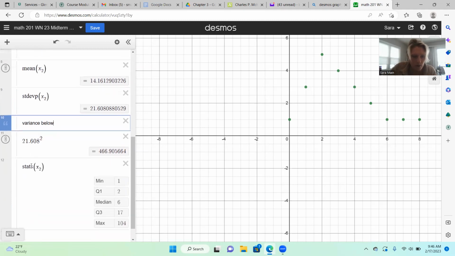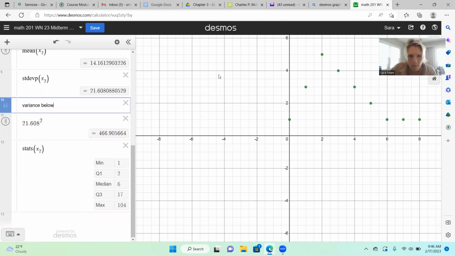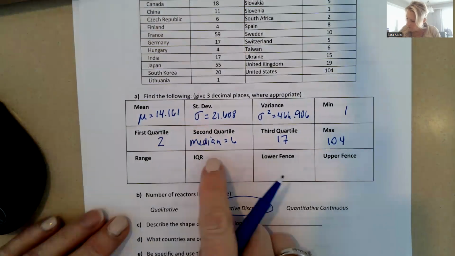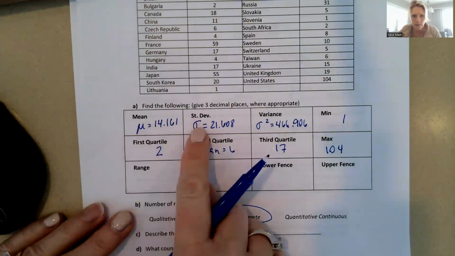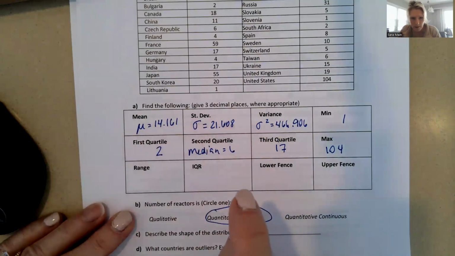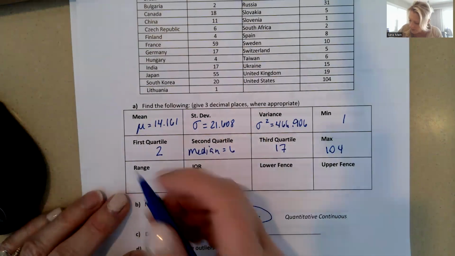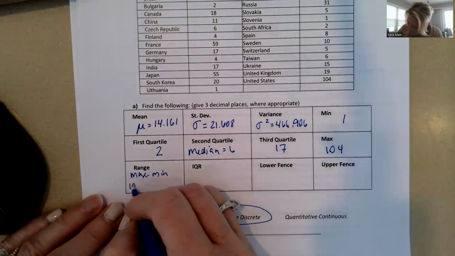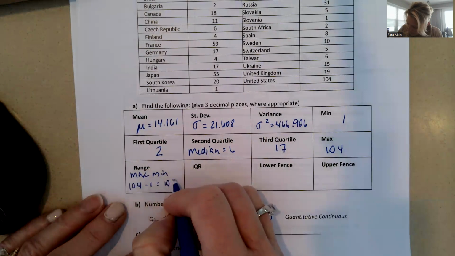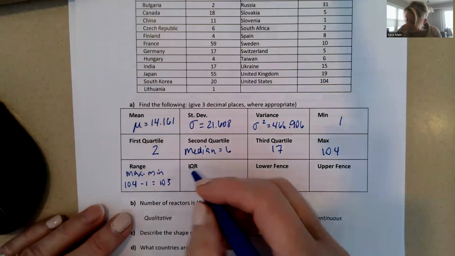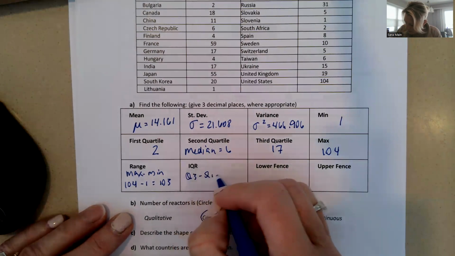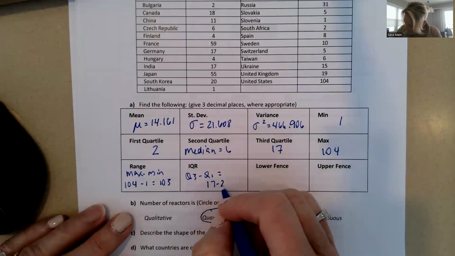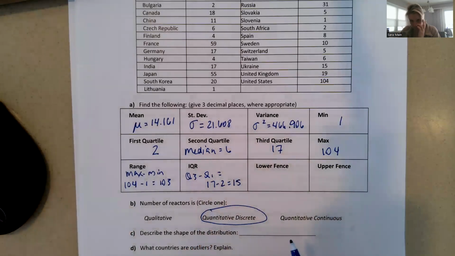Okay. And let's go back to our paper just for a moment so we can make sure we've got everything the same here. The range, make sure you mark too, we have mu and sigma squared, these symbols, because we have population data. And our range is the max minus the min. And so that's 104 minus 1 is 103. It seems pretty spread out. The IQR is the Q3 minus Q1, which is 17 minus 2, which is 15.